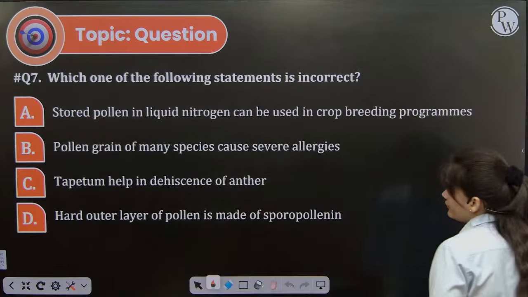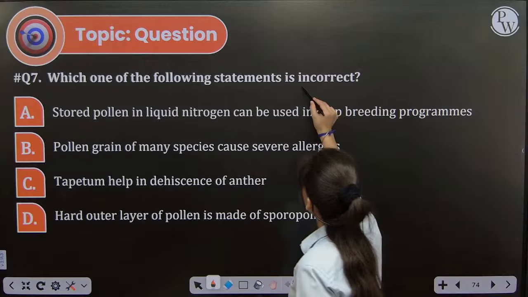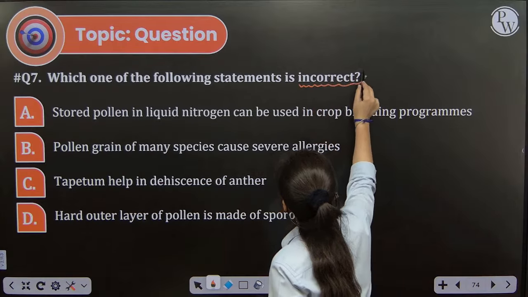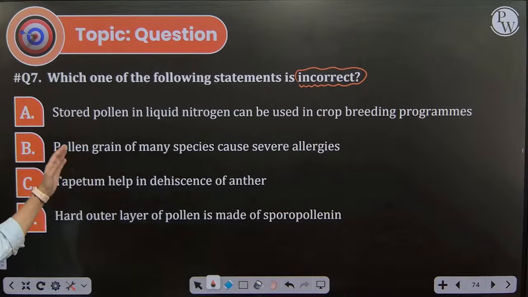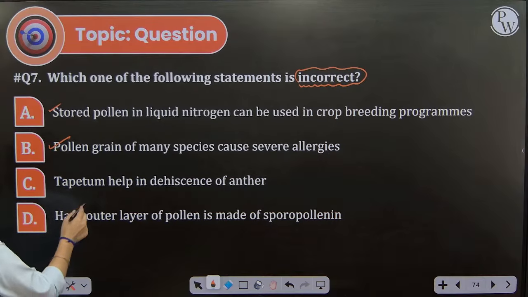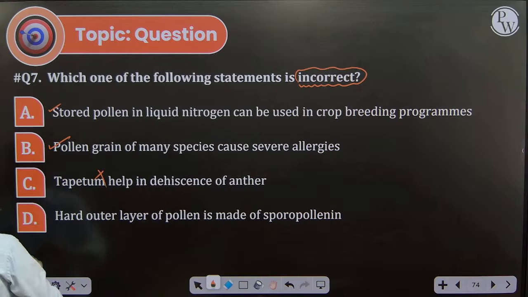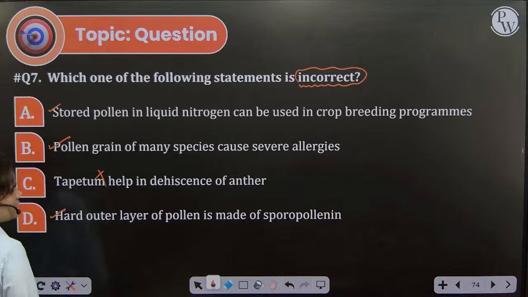Next. Which one of the following statements is incorrect? Stored pollen in liquid nitrogen can be used in crop breeding programs. Yes, this statement is true. Pollen grains of many species can cause several allergies too. Tapetum helps in dehiscence. No, the outer three wall layers help. The hard outer layer is sporopollenin. So C is incorrect.